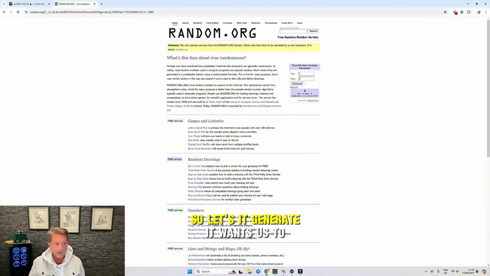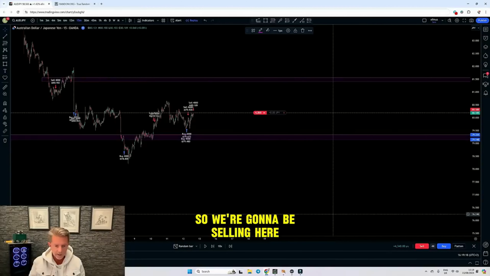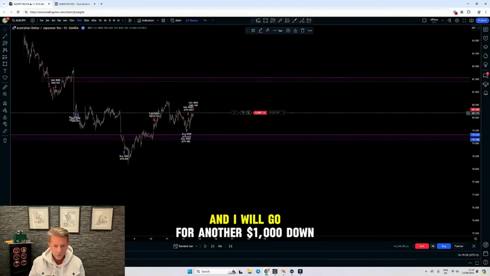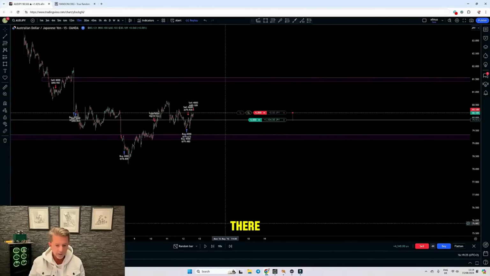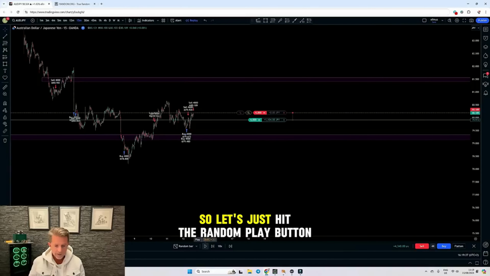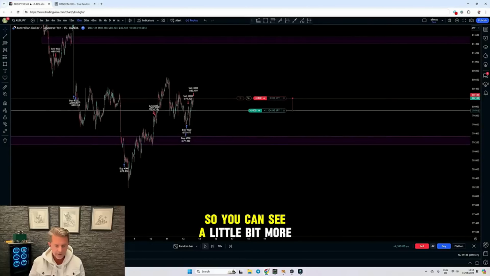So let's hit generate. It wants us to sell the market, so we're going to be selling here, and I will go for another $1,000 down there. So let's just hit the random play button and let's just see where this trade goes. Let's space it out a little bit for you so you can see a little bit more. So here we go, guys.